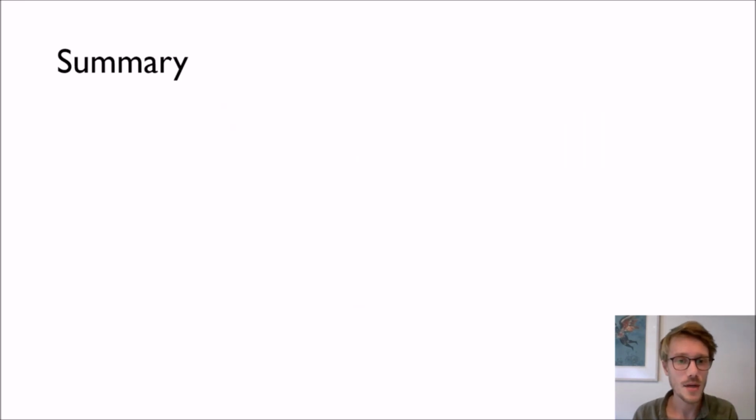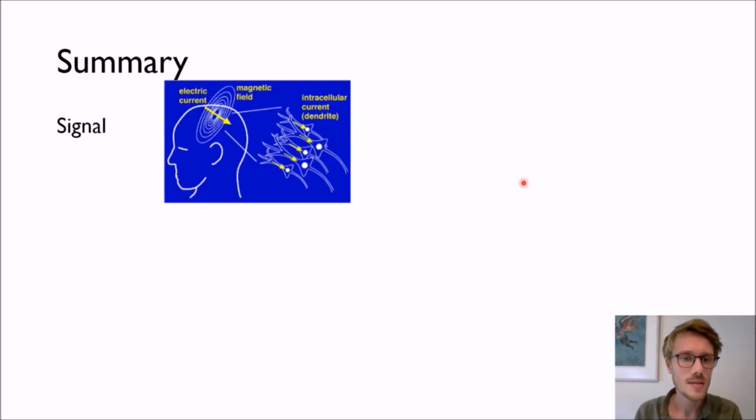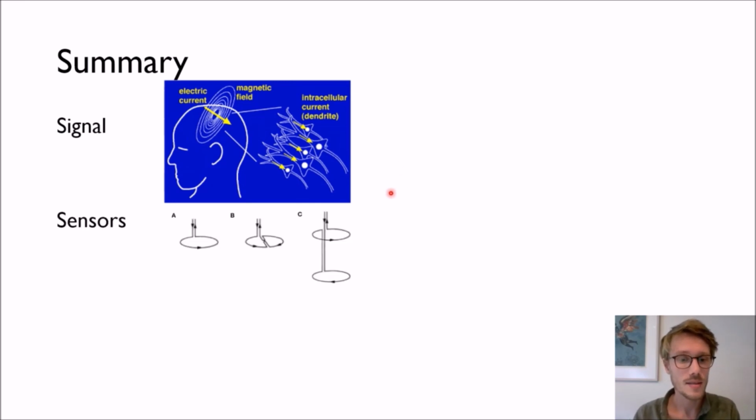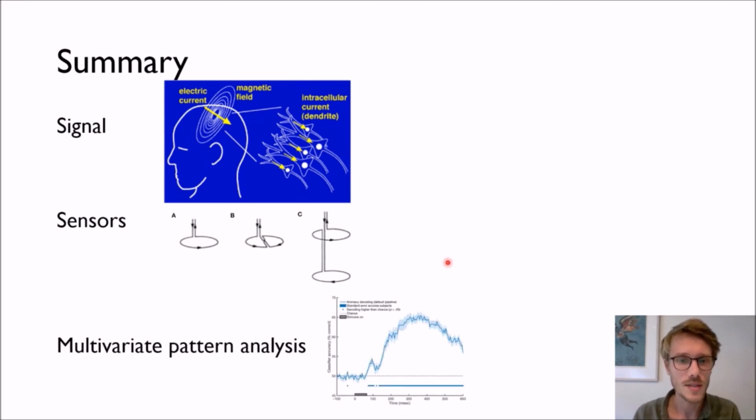This concludes my introduction to magnetoencephalography. We've covered several topics of MEG. First, the signal that we use, which is the magnetic field that is created by the postsynaptic membrane potential, and specifically those of similarly oriented groups of neurons. These magnetic fields are picked up by sensors. We have different types of flux transformers. We've discussed those. And the primary advantage of MEG is to study the high temporal dynamics of brain processes with an analysis such as the multivariate pattern analysis.